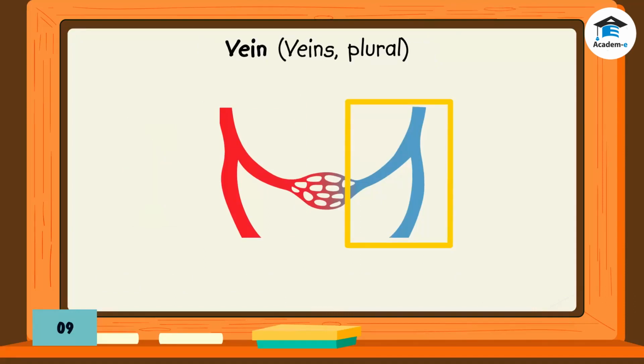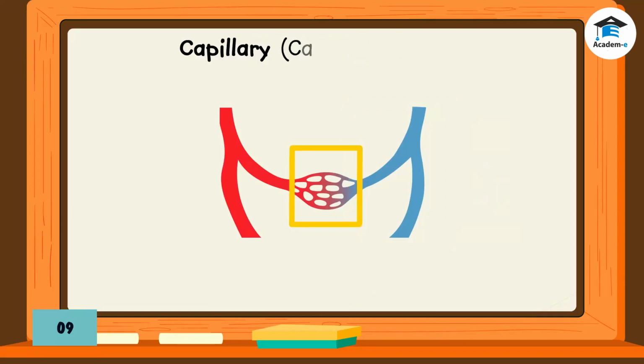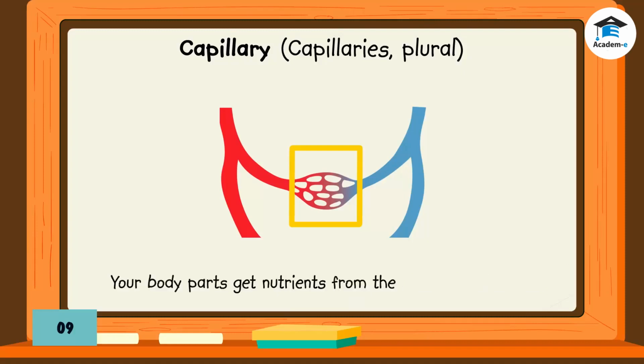Vein carries blood toward your heart. Venules are the smallest veins. Capillaries are the smallest blood vessels connecting the arterioles and venules. Your body parts get nutrients from the blood through the capillaries.